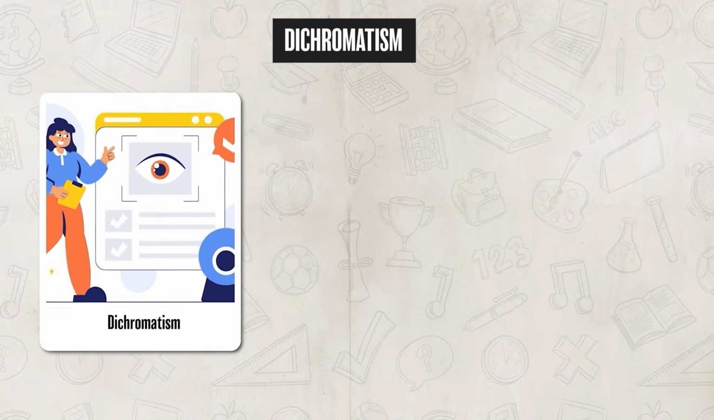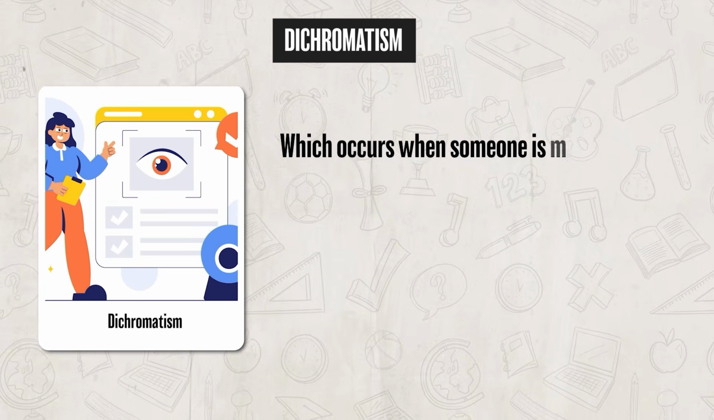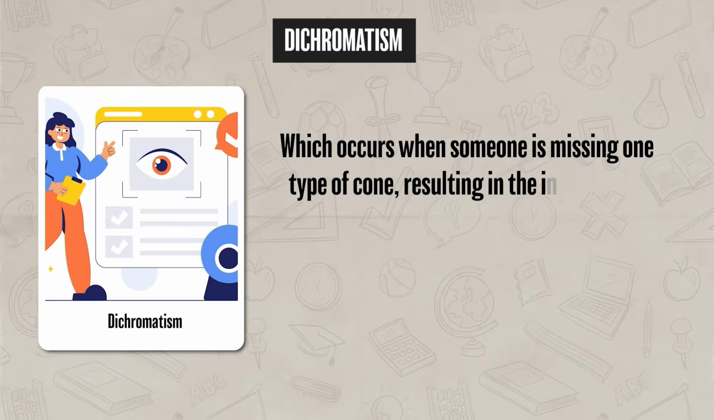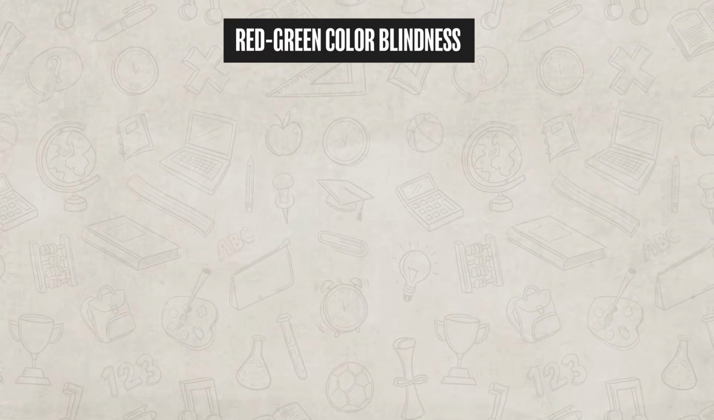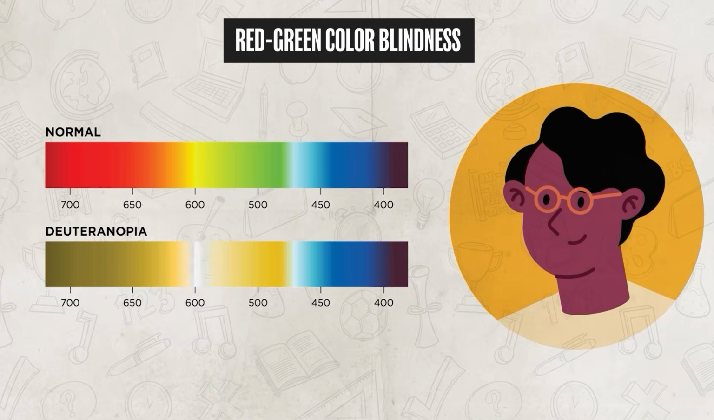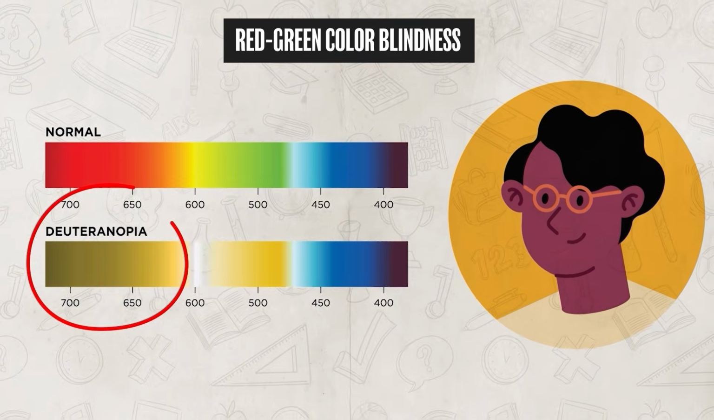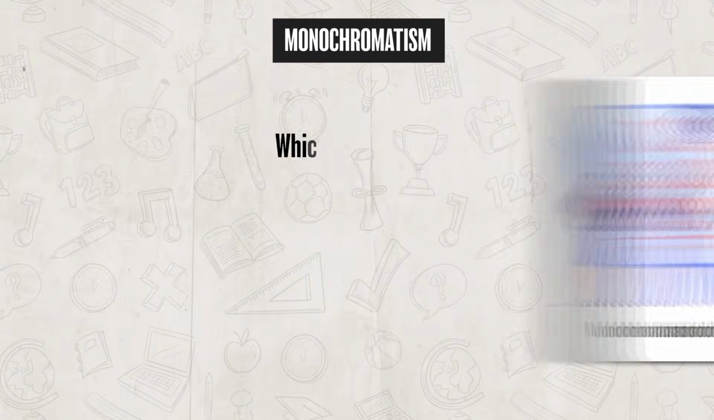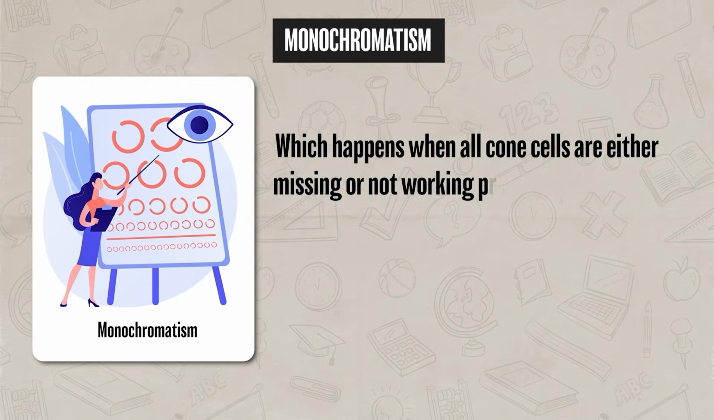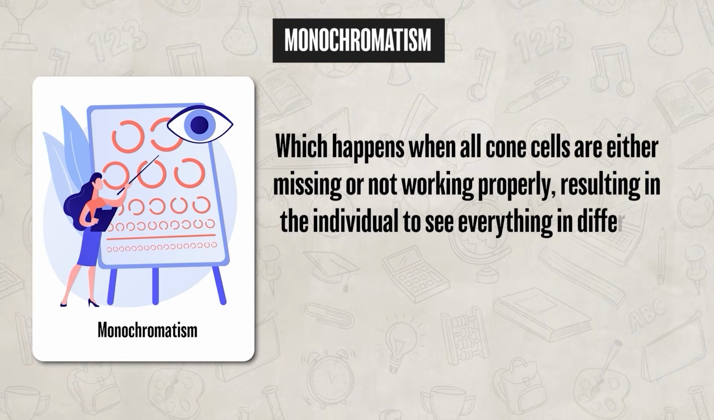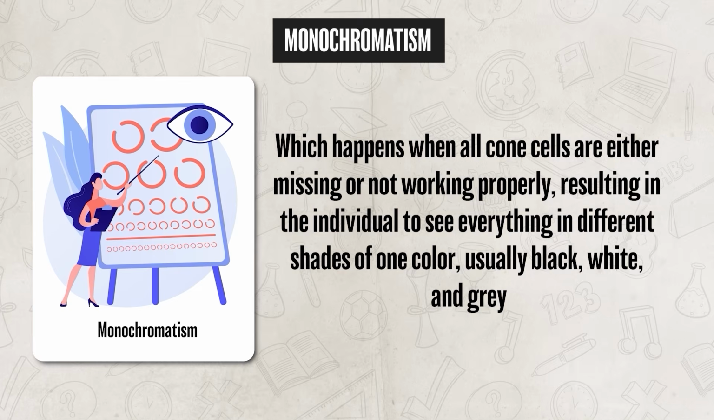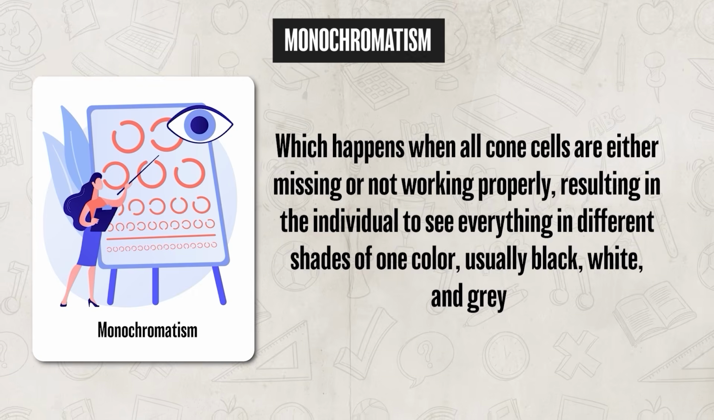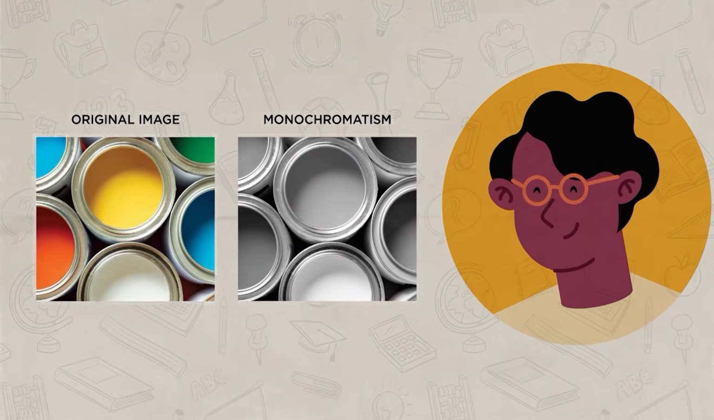The first is dichromatism, which occurs when someone is missing one type of cone, resulting in the individual becoming confused between certain colors. The most common type is red-green color blindness, where an individual has difficulty distinguishing between different red and green hues. The second is monochromatism, which happens when all cone cells are either missing or not working properly, resulting in the individual seeing everything in different shades of one color, usually black, white, and gray, since the individual lacks the ability to perceive any color at all.